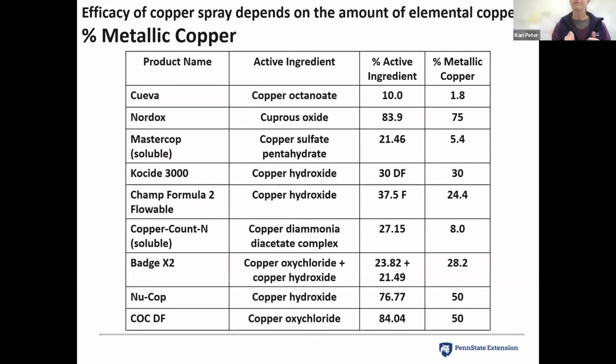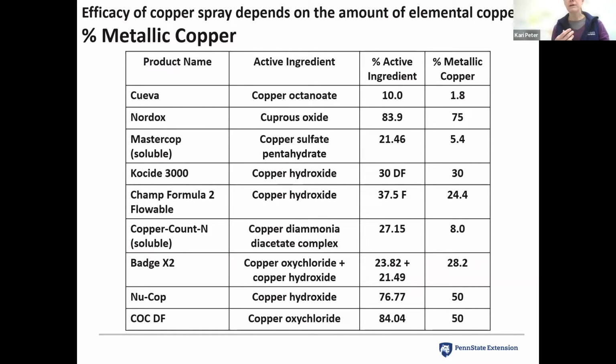So for instance, Quava is considered a soft copper soap. The reason is that it has a very low metallic copper rate, 1.8%. Well, what does that mean? It means that there is 0.018 pounds of copper per gallon of product. So that's a really low rate of copper. You wouldn't use Quava as a dormant spray because that is just wicked low. You would have to put on a ton of Quava in order to get some kind of effective amount to control during the dormant period.